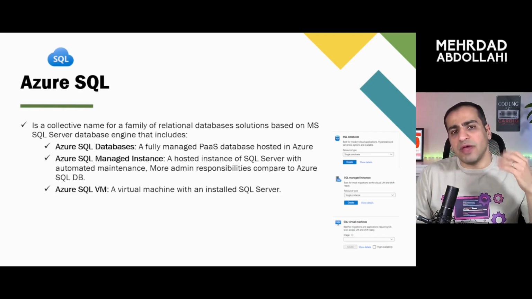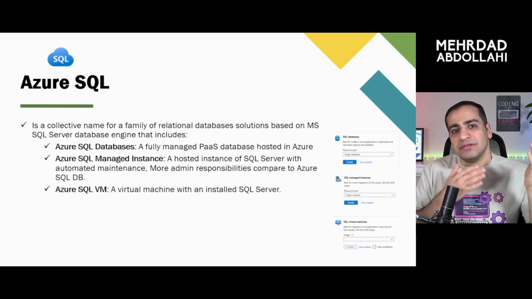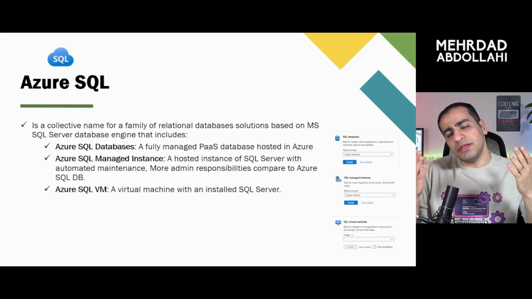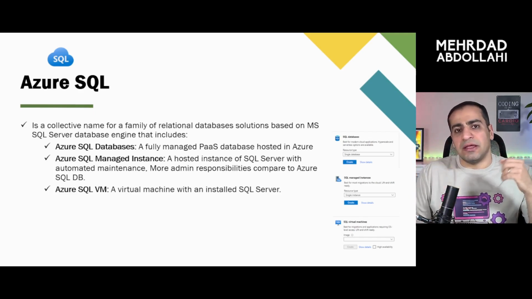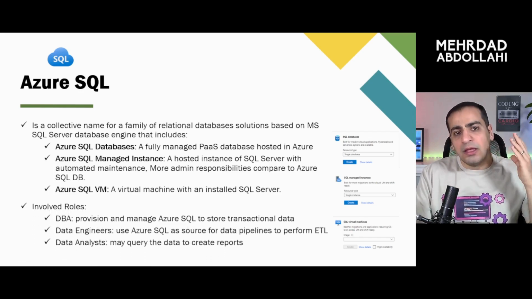And we also have Azure SQL Virtual Machine, VM, which is like infrastructure as a service, where a VM is going to be created for you and an instance of SQL Server is going to be installed there.